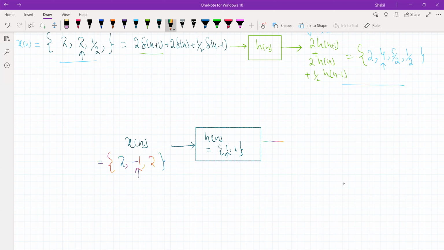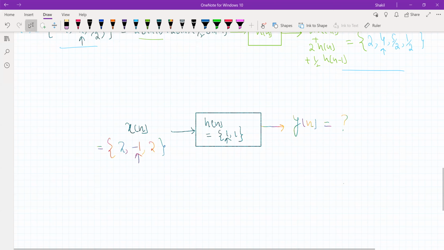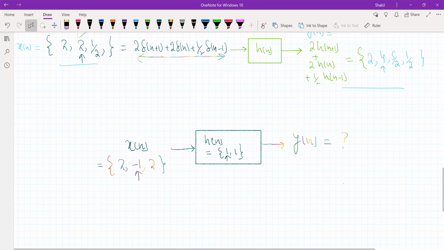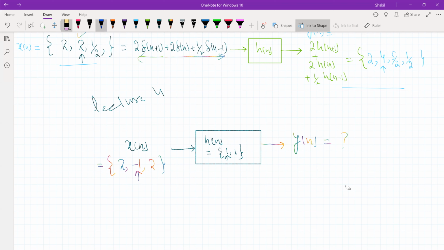So what will be the output? What is the output of this system, using the procedure above? You saw how, if this was x of n, we can resolve it. Resolve means: how do you resolve x of n in terms of delta sequences? The answer to this complete resolution is given in lecture 4. Please go to lecture 4. This will answer your question: how do you do the resolution of any x of n? Please see lecture 4.